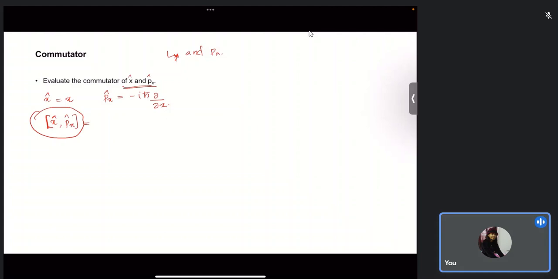So this is called the commutator of x cap and px cap. It is defined as x cap into px cap minus px cap into x cap. So let's substitute what x cap and px cap are: x into minus i h cut del by del x, minus minus i h cut del by del x into x. So this first term is going to be x px cap.